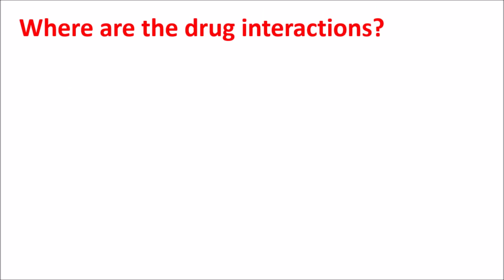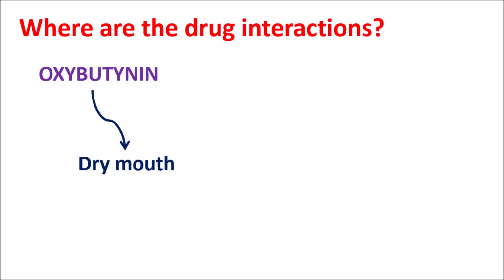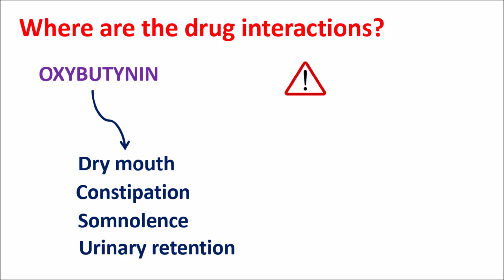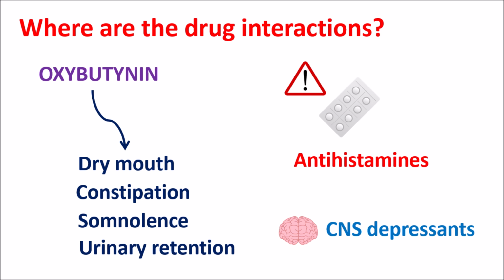What are the drug interactions? Since oxybutynin produces dry mouth, constipation, somnolence, and urinary retention because of its anticholinergic actions, it should be carefully given with other drugs which again have similar side effects. For instance, we have antihistamines which are used for the treatment of colds and coughs. They are again producing anticholinergic actions, enhancing the side effects of oxybutynin. So such type of drug interaction should be avoided. Similarly, CNS depressants can also increase the somnolence when they are given with oxybutynin.